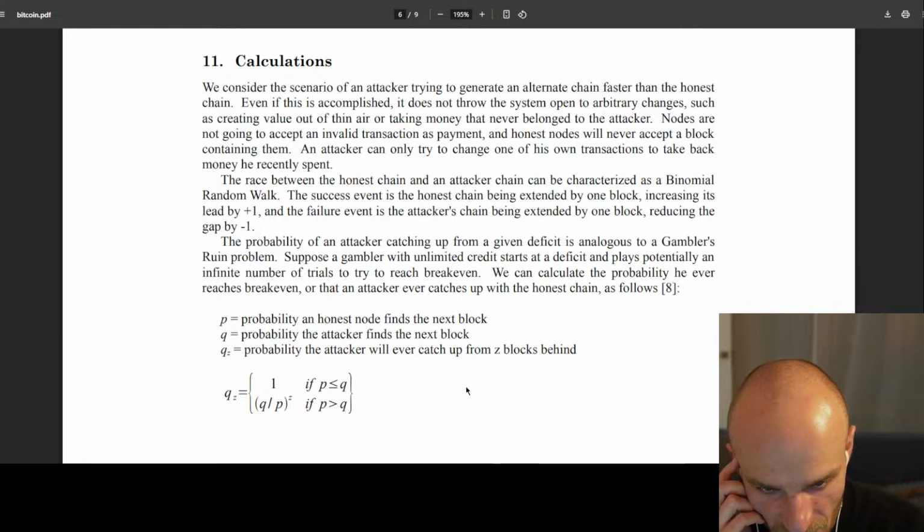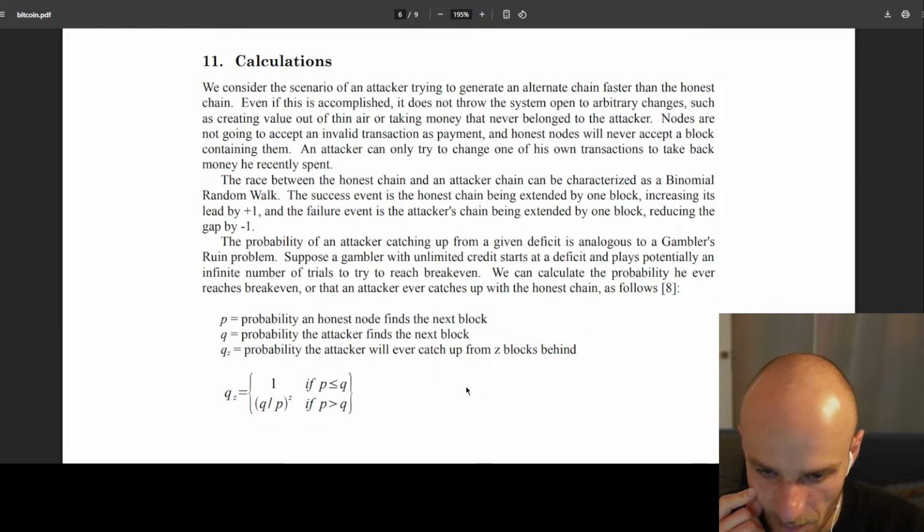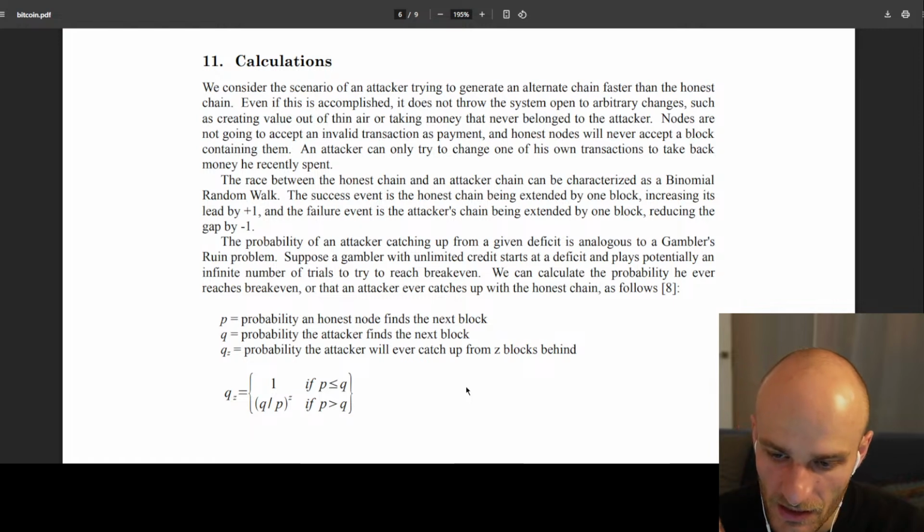The race between honest chain and an attacker chain can be characterized as a binomial random walk. The success event is the honest chain being extended by 1 block, increasing its lead by +1, and the failure event is the attacker's chain being extended by 1 block, reducing the gap by -1. The probability of an attacker catching up from a given deficit is analogous to a gambler's ruin problem. Suppose a gambler with unlimited credit starts at a deficit and plays potentially an infinite number of trials to try to reach break-even. We can calculate the probability he ever reaches break-even, or that an attacker ever catches up with the honest chain, as follows.